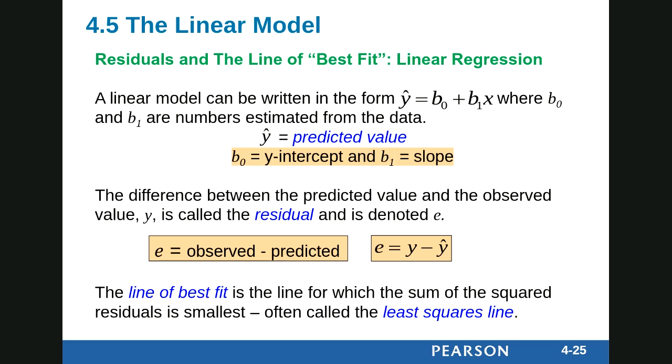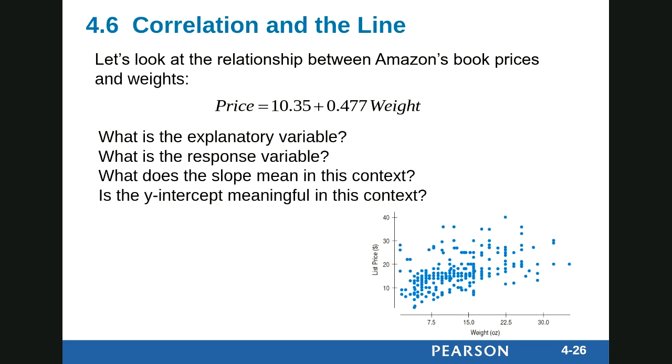So now before we start crunching numbers and trying to figure out what y hat is, what b0 is, what b1 is, residuals, and I'll do all that on Excel, let's try to continue with our Amazon example with the book price and the book weights and interpret the slope and the y-intercept first. Okay, so let's do that. So here they have figured out the linear model, the equation. So again, I have not shown you how they came up with this equation, and I will do that with you, but they did this already.